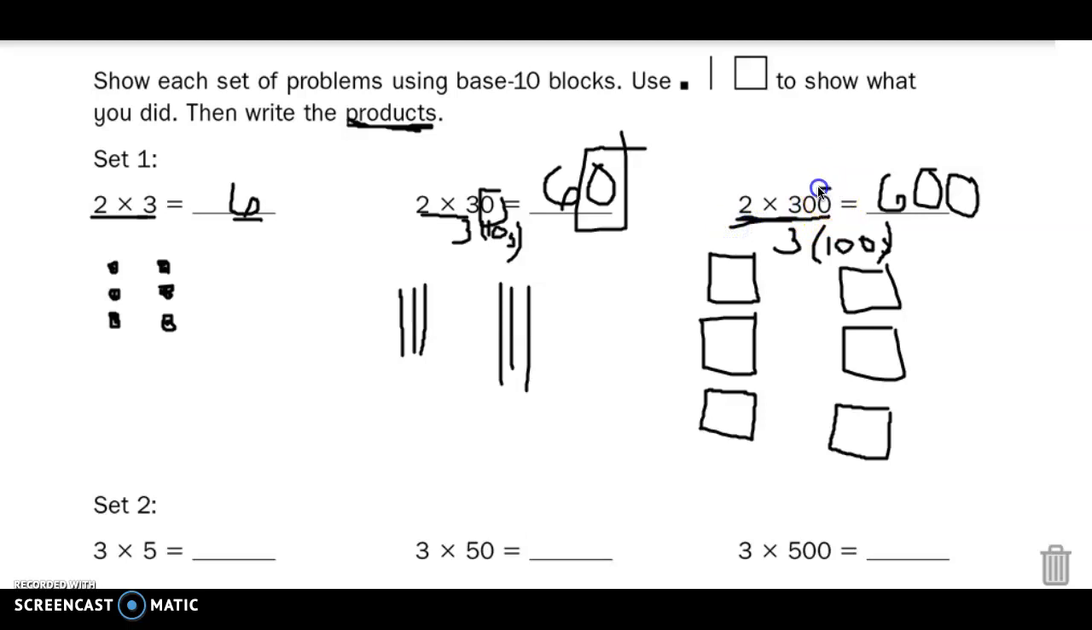And how many zeros at the end? Okay. And how many zeros at the end? That's super interesting. Look, we can see our base fact, 2 times 3, in all of our problems. But our zeros at the end, what we're counting by, tens or hundreds, affect our product.